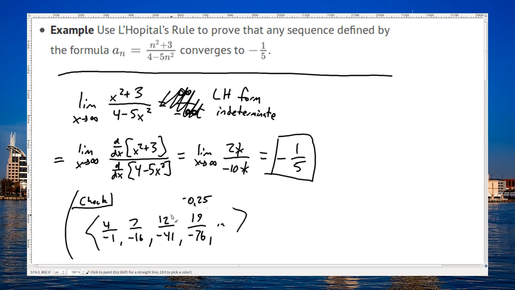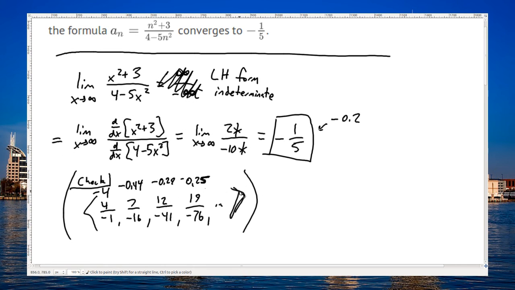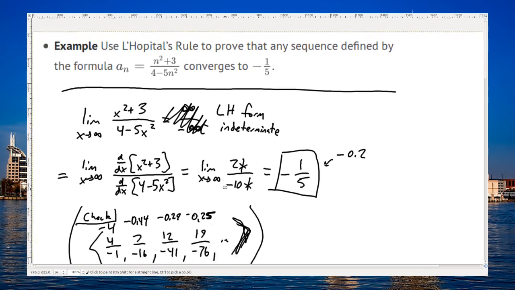The previous one, 12 divided by negative 41, was negative 0.29. This previous one here, 7 divided by negative 16, was negative 0.44-ish. These are approximations. Anyway, the point being is that these numbers are getting closer and closer to negative 1/5. That's negative 0.2. And this fractional part past the 2 is going to vanish as we go out to infinity. So that confirms what we found up here using L'Hopital's rule.